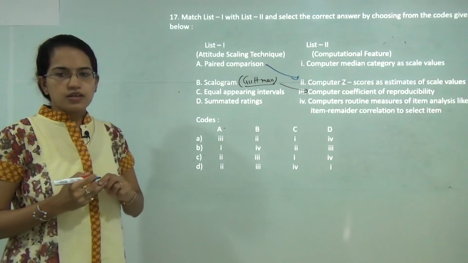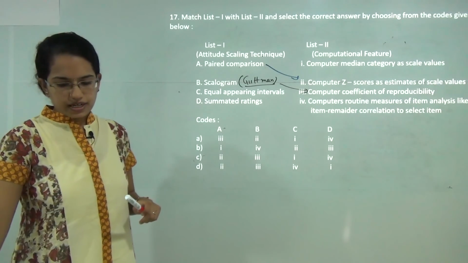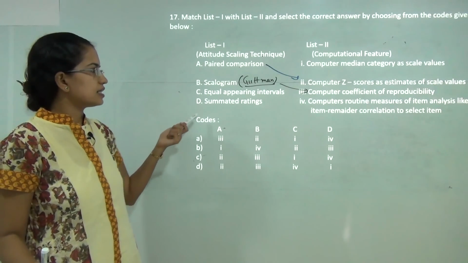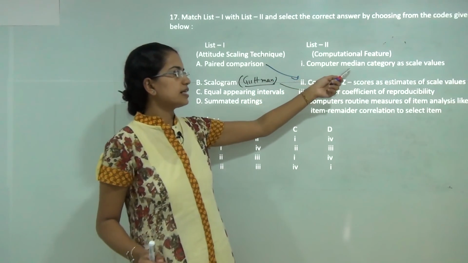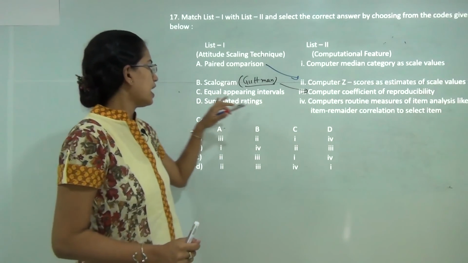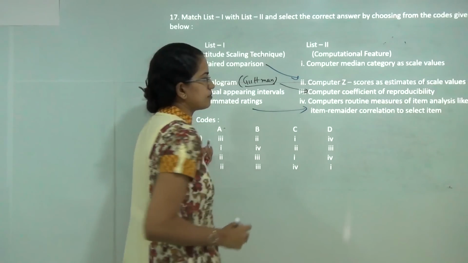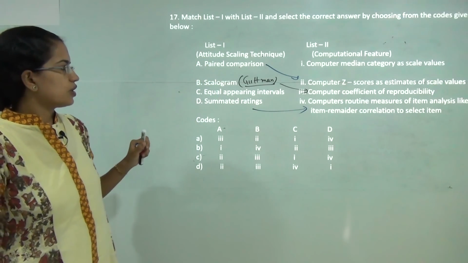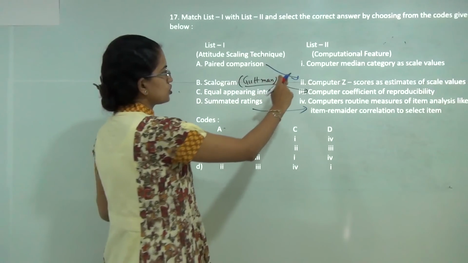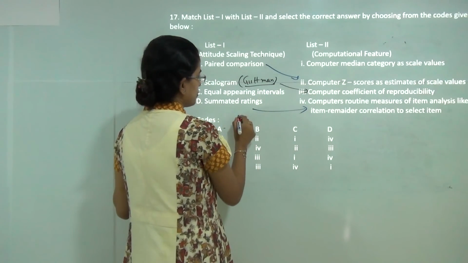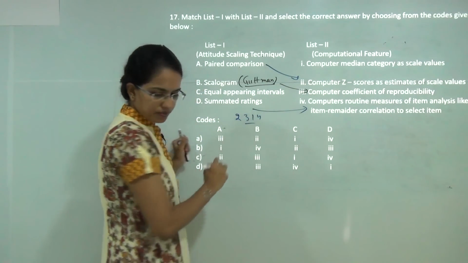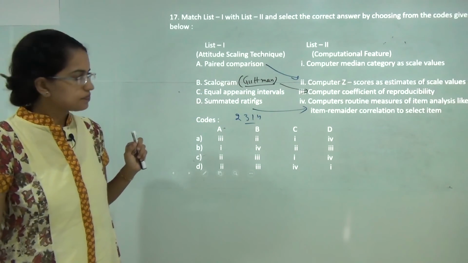Then you have the equal appearing interval. Equal appearing interval was given by Thurstone, and he talked about computing the median as well as the interquartile range. And finally you have summated rating, which talked about item-remainder correlations. So you have the correct match as 2, 3, 1 and 4. So 2, 3, 1 and 4 would be the correct answer here.